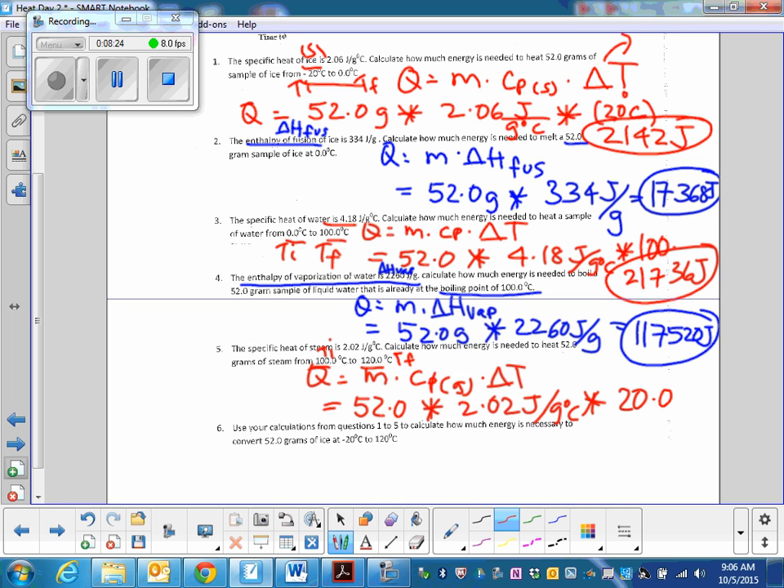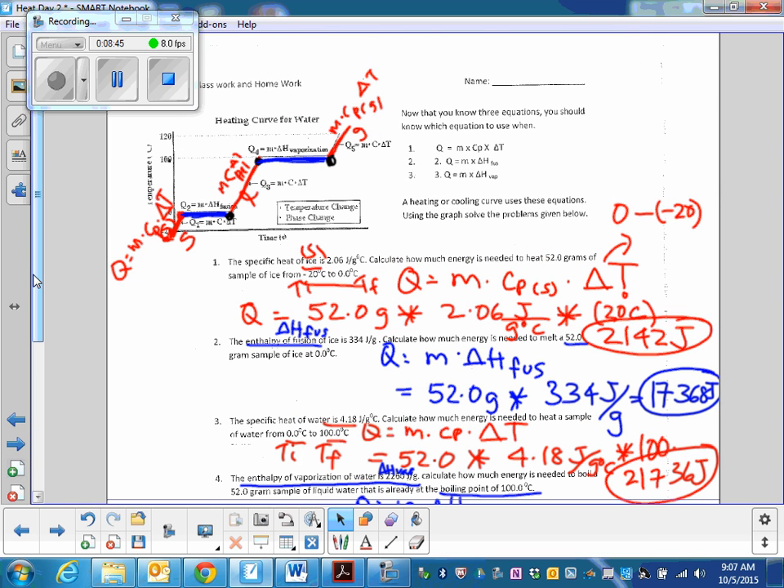All right. So 52 times 2.02 times 20. I get 2100 joules as my answer for this step. So now I have 5 different calculations. Is that right? What is the total energy of the substance going from here? So it starts here and it ends here. Is that correct?